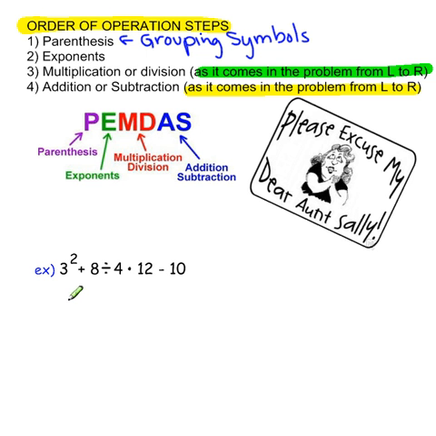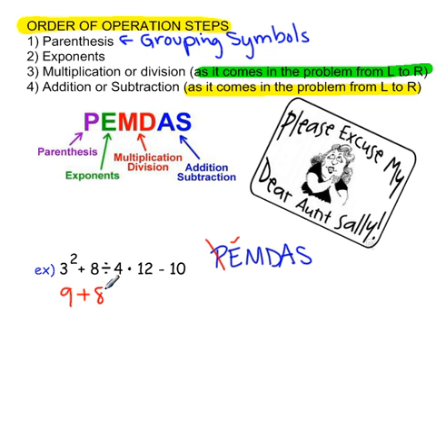So let's take this first example down here. We've got 3 squared plus 8 divided by 4 times 12 minus 10. Now we got a lot of operations. You can't just do whichever one you want. You have to follow this order. So what I do every time to stay organized is I will write PEMDAS out to the side and kind of just go through it. So ask myself, is there any parentheses or grouping symbols in the problem? No. Is there any exponents in the problem? Yes, there is exponents. We've got 3 to the second power. Now, lucky for us, we just did an example like this. And 3 squared is 9.